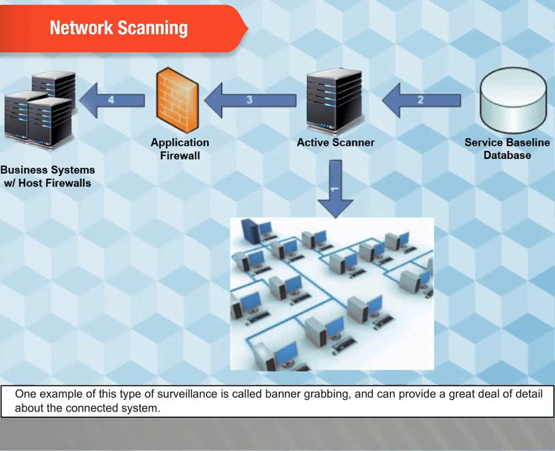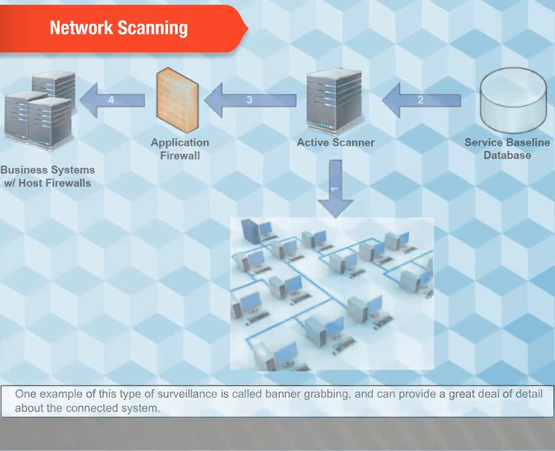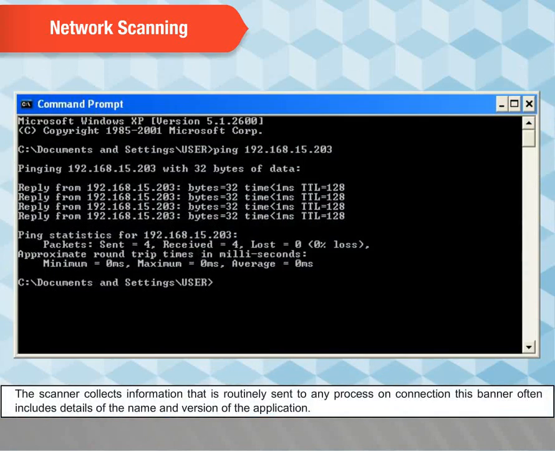One example of this type of surveillance is called banner grabbing and can provide a great deal of detail about the connected system. The scanner collects information that is routinely sent to any process on connection. This banner often includes details of the name and version of the application.